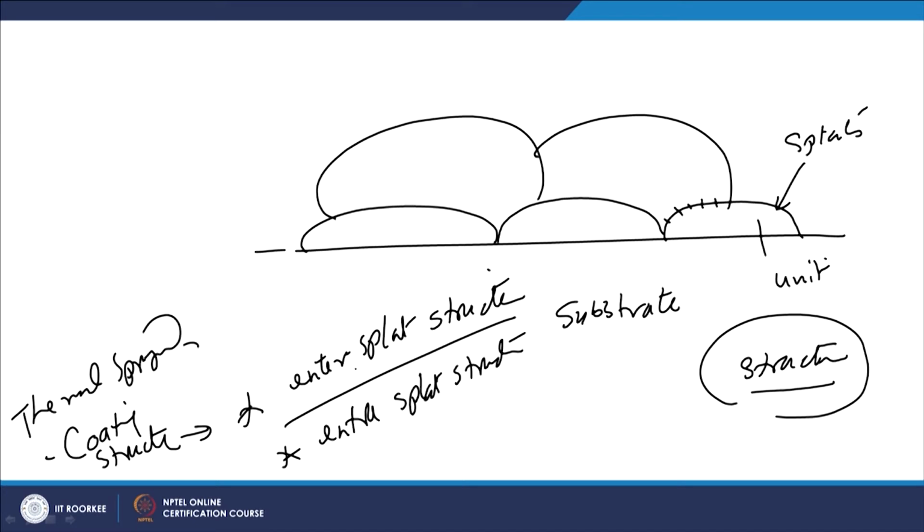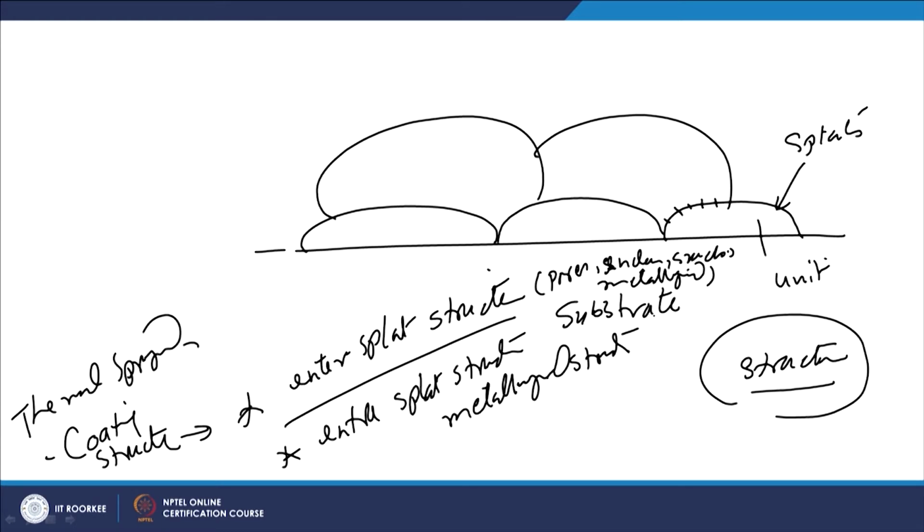In the intersplat structures there can be pores, inclusions, cracks, or simple metallurgical structure. While in case of the intrasplat structures, there will be primarily the metallurgical structure. So, these are the two aspects which need to be seen separately.